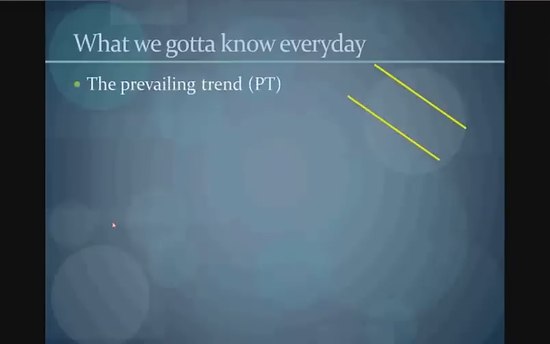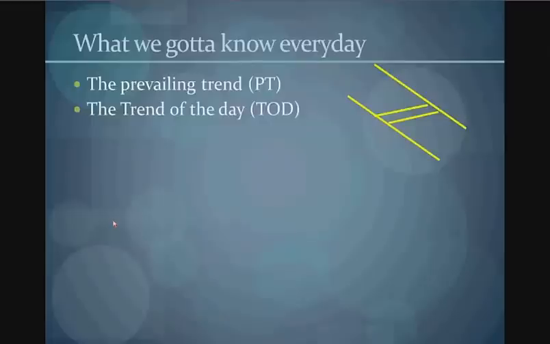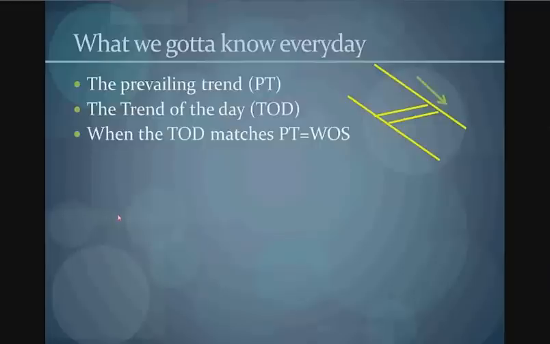So let's kind of drill down on this for a minute. We have to know the prevailing trend. In this illustration, it's down. But then we also need to know the trend of the day, because the trend of the day may be opposite of the prevailing trend. As the market corrects, it goes opposite of the prevailing trend. Now, when the trend of the day matches the prevailing trend, that's when we get wide open spaces to the downside. And that's where the opportunities exist. It's just the opposite in an uptrend. We would be looking for the open spaces above.